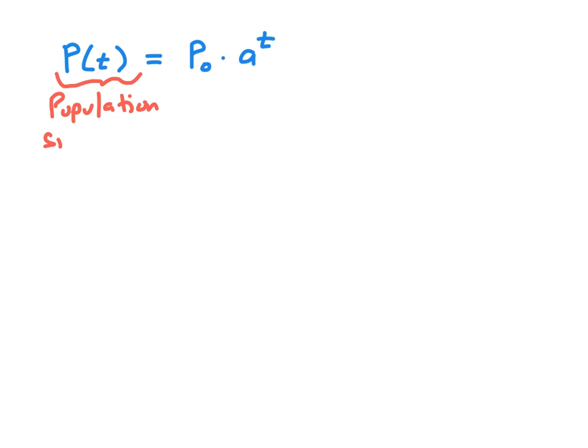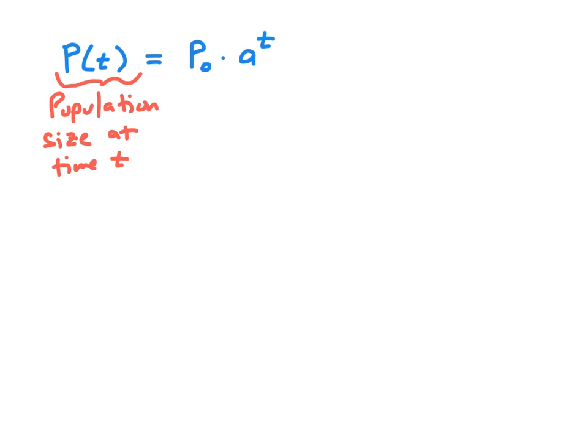And we're using the word population here to be very general. It can be the number of bacteria in a culture. It can be the number of fish in a pond. It can be the number of people in a city, or many, many other things. So population is just the group that is growing under our exponential model.